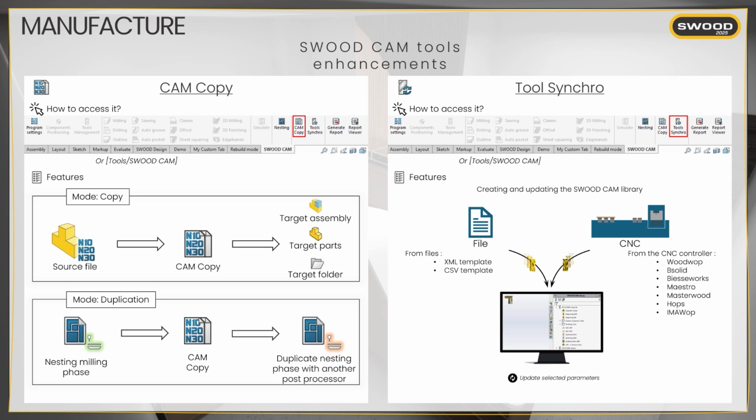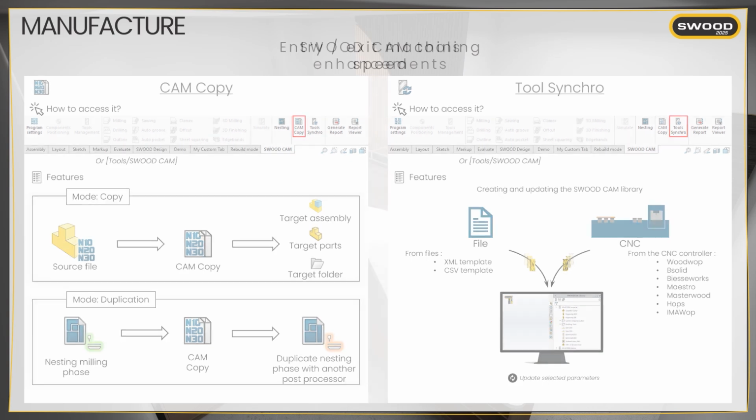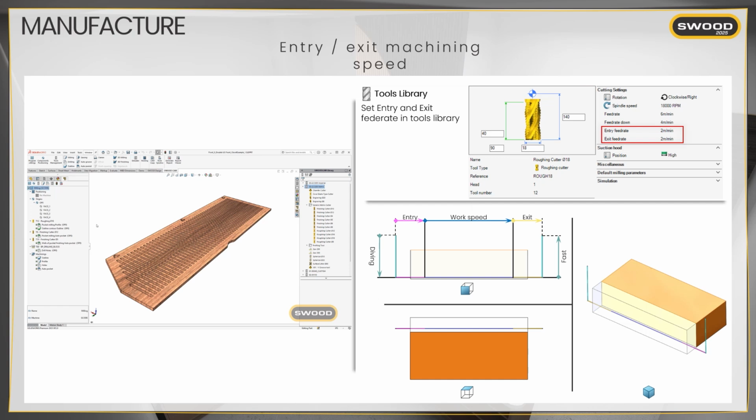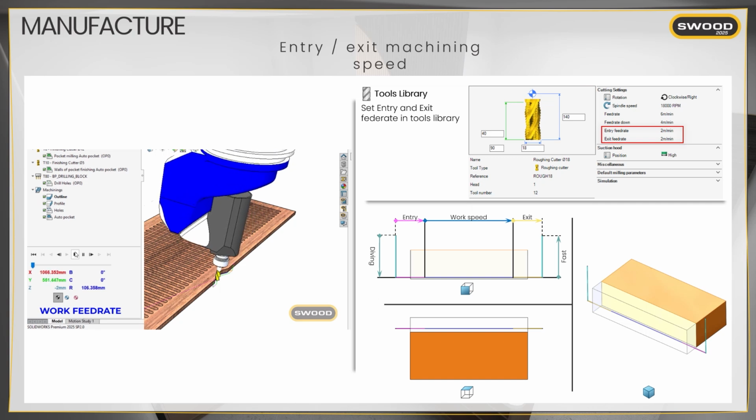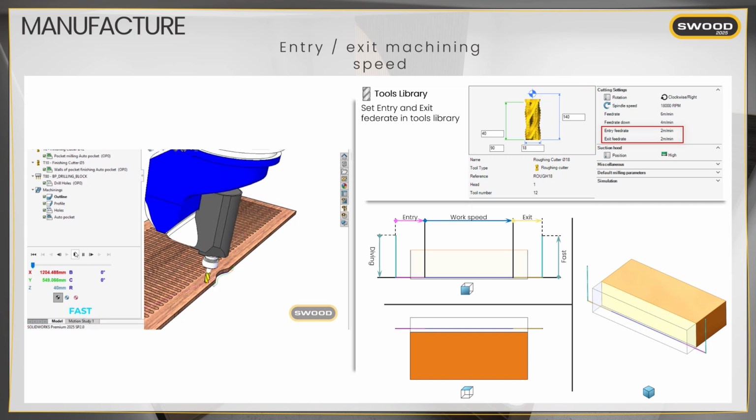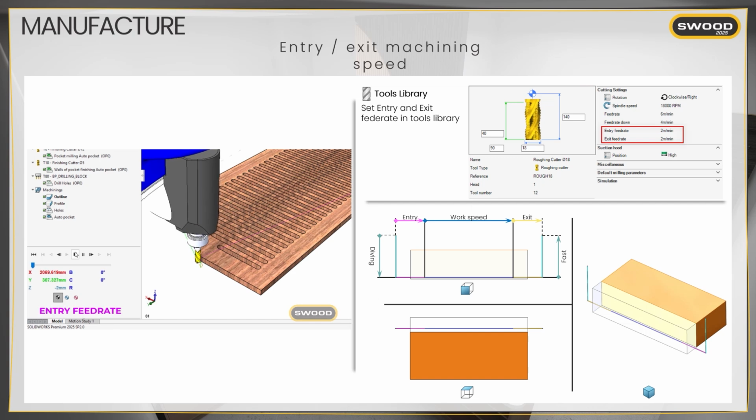We also enhanced this tool by adding the possibility to update only selected parameters and not all the parameters of the tool. And to continue about the tool parameters, we created two new tool parameters, the entry and exit machining speed. This is the possibility to have a specific speed, a specific feed rate, when you enter the material, as you can see here, when the tool goes into the material, to avoid wood splinters when you go in or out of the wood.